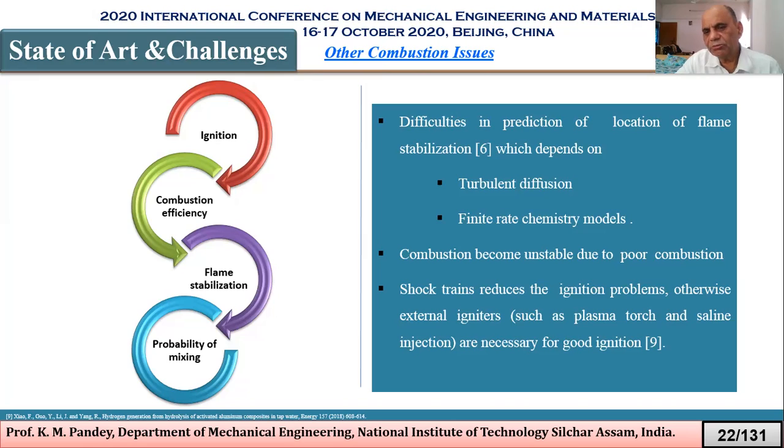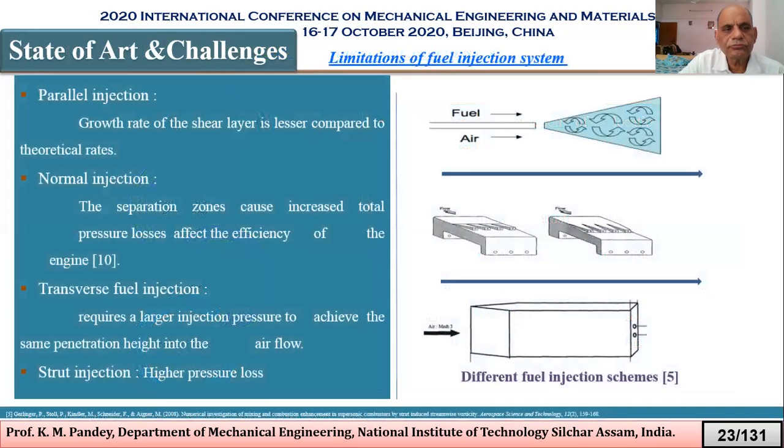Then combustion becomes unstable due to poor combustion. And a shock train reduces the ignition problems otherwise. External igniters such as plasma torch and silane injection are necessary for good ignition. Then there is parallel injection, then normal injection, then transverse fuel injection. These are the three types of injection that are used.